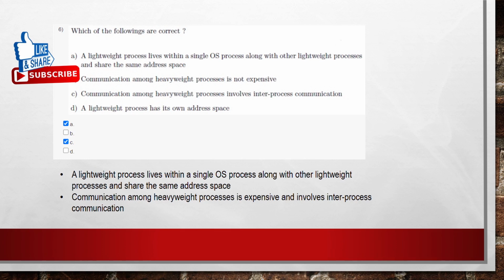Communication among heavyweight processes is not expensive. No, communication among heavyweight processes is expensive, so this is not correct. Communication among heavyweight processes involves inter-process communication. This is true. A lightweight process has its own address space. No, a lightweight process shares the same address space. So the correct options are A and C.